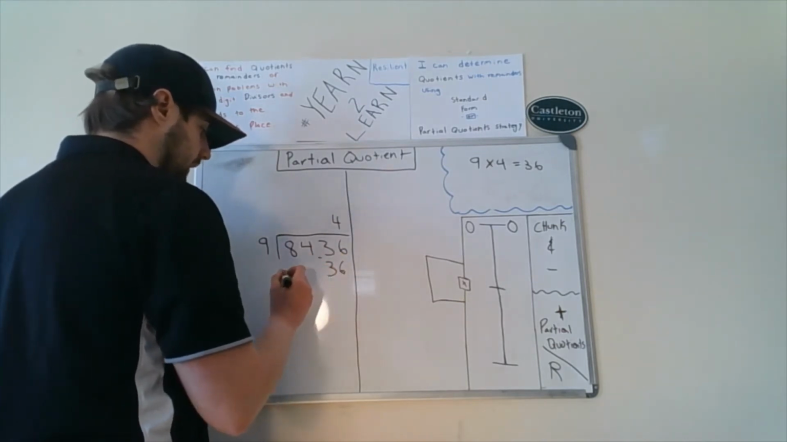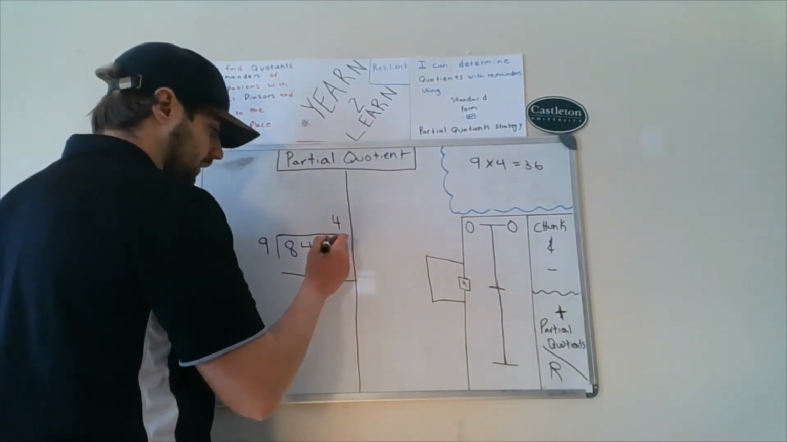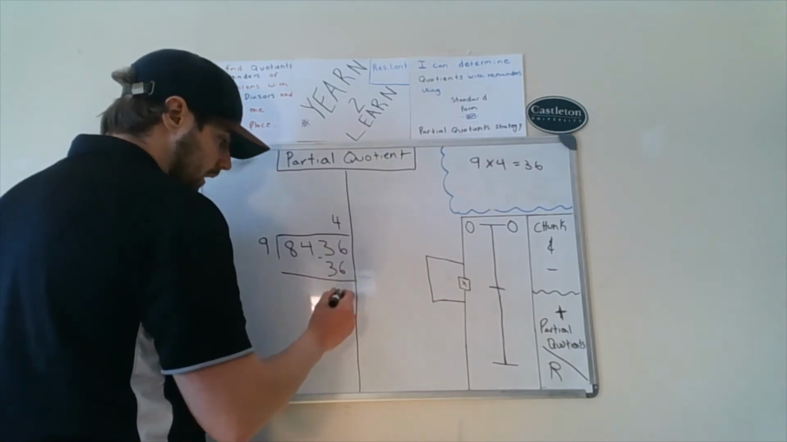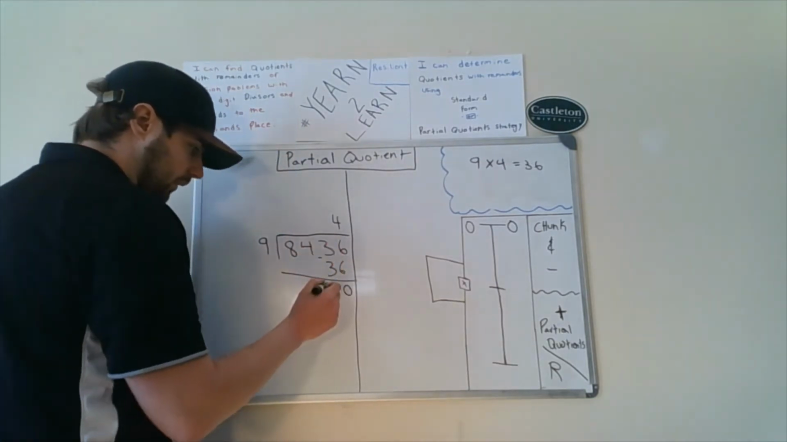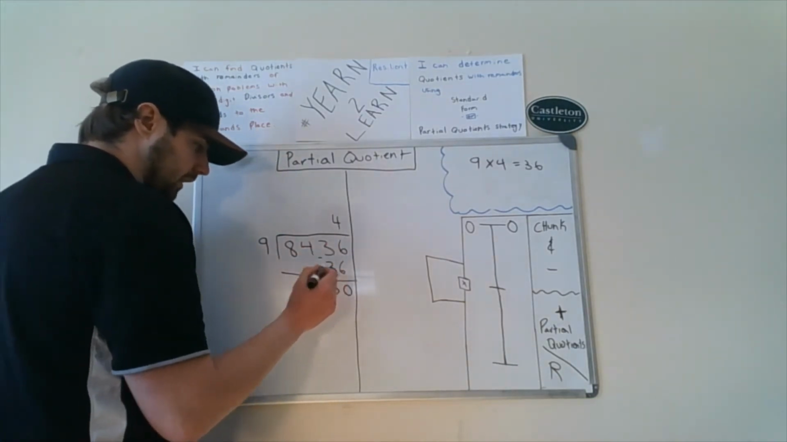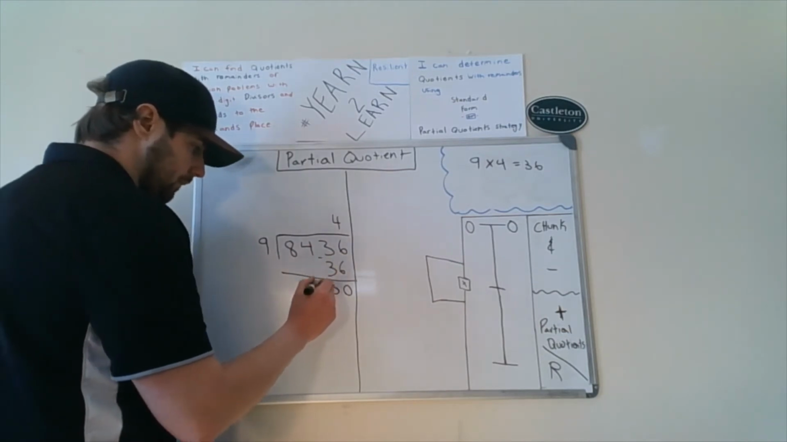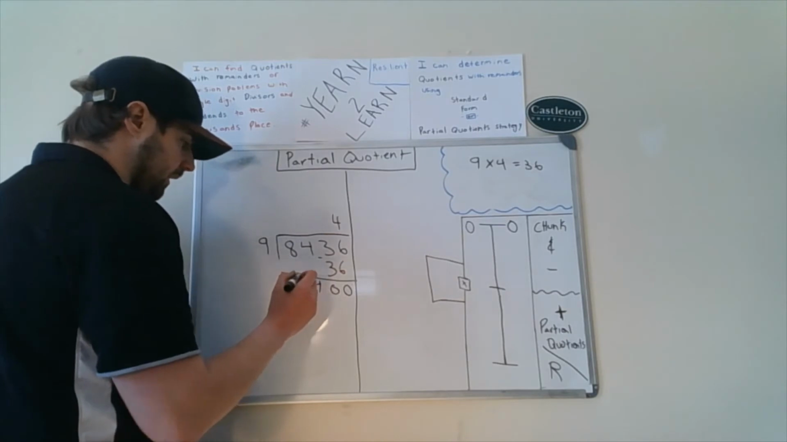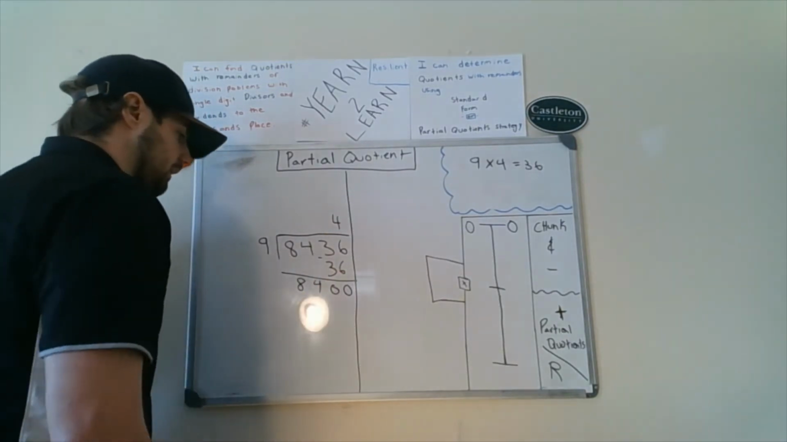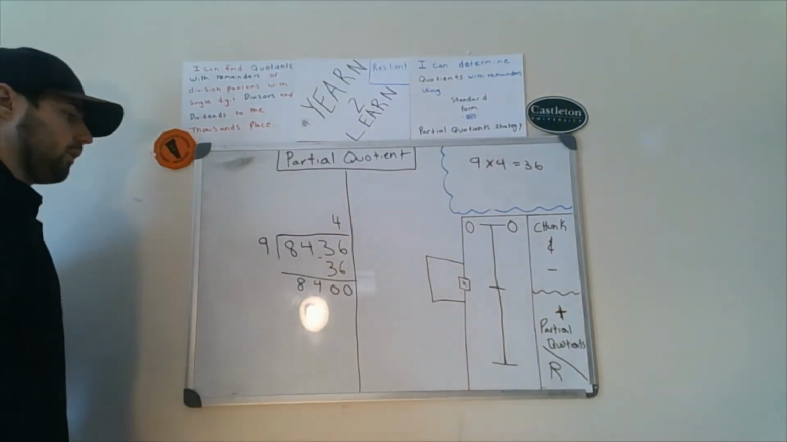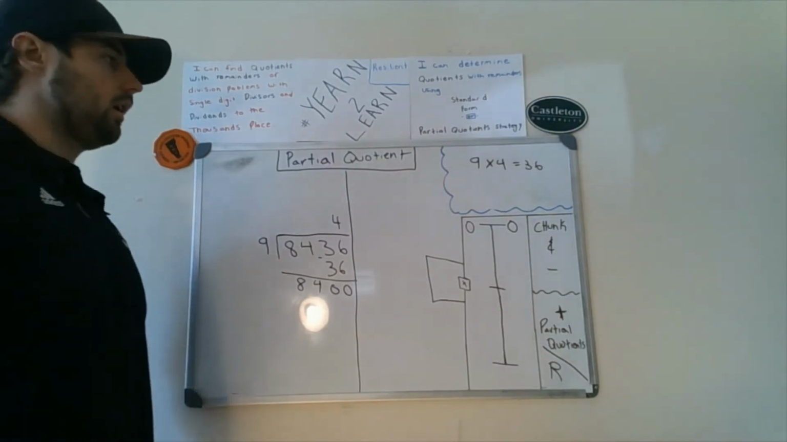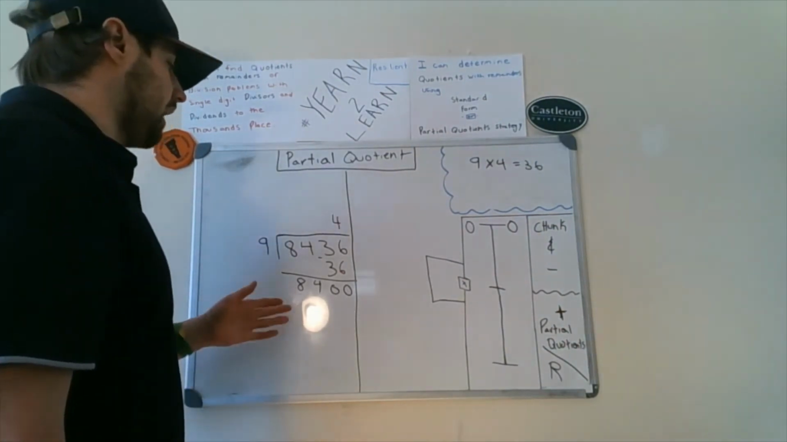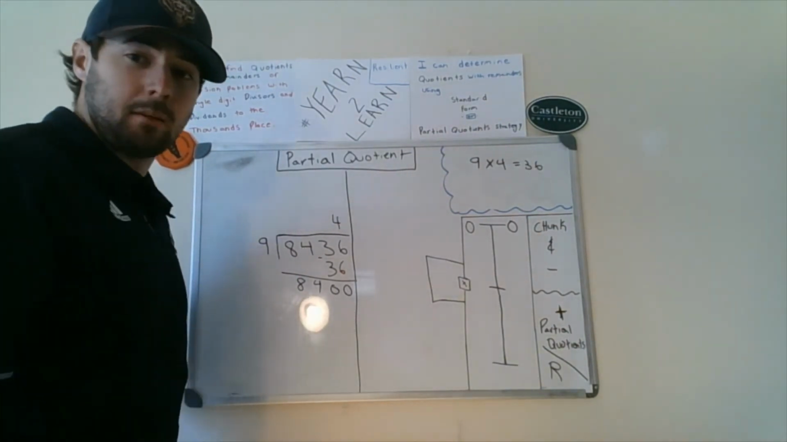I subtract it out. I know it's going to give me nothing in my 1s. I know it's going to give me nothing in my 10s because I chunked it out. I subtract 400s minus nothing, 8,000s minus nothing. I have my new dividend of 8,400. So I still have a really big number. I need to think big.